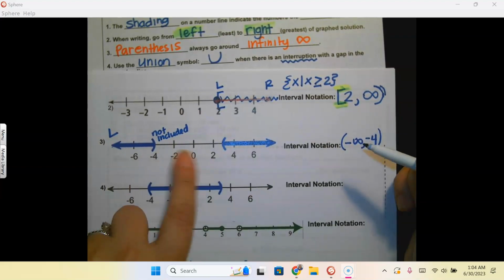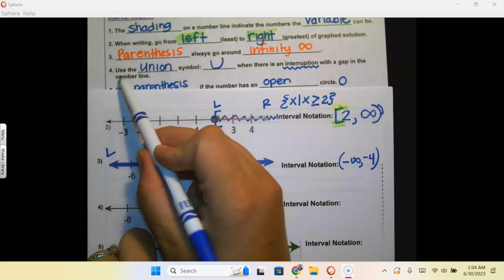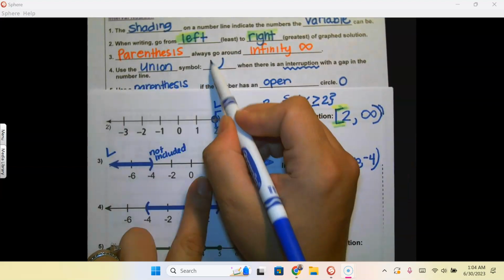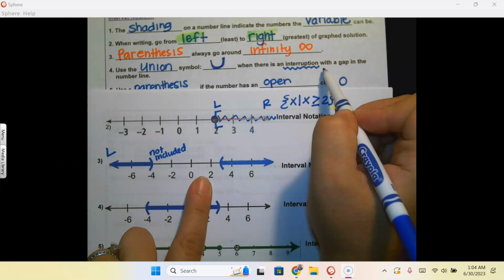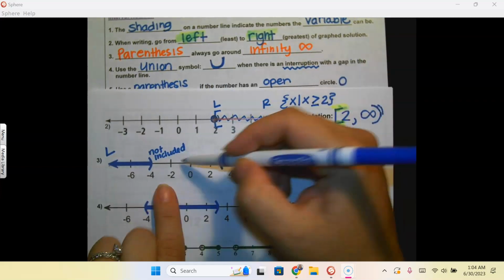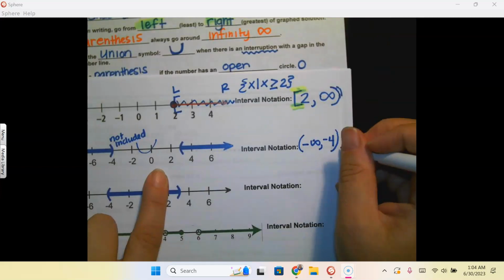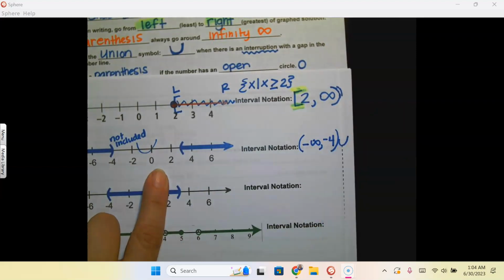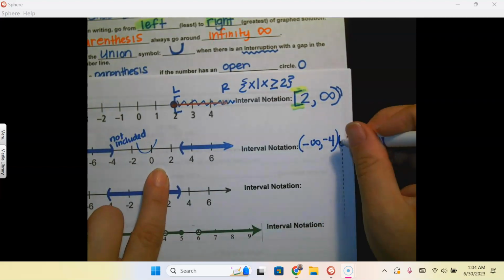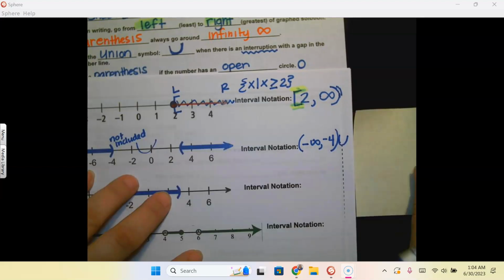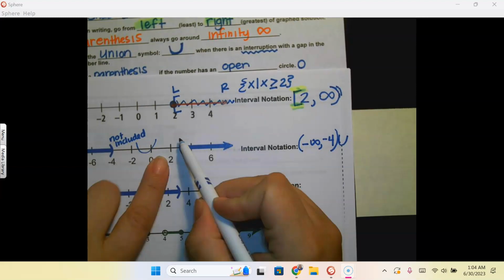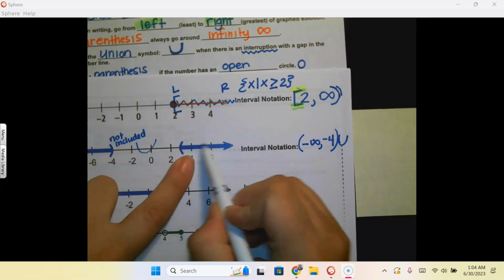And then there's a break in the graph. So we wrote here, use the union symbol, this symbol here, when there's an interruption or a gap in the graph. So we're going to use a union symbol here. Okay. Running out of room, it's a sticky note here. Okay. And then we continue going on to the right side.